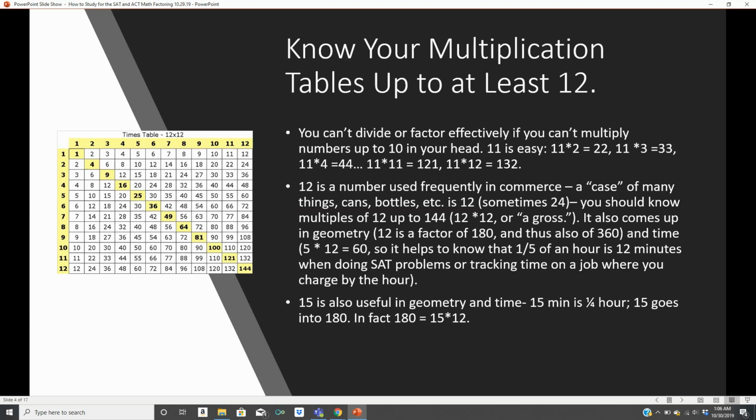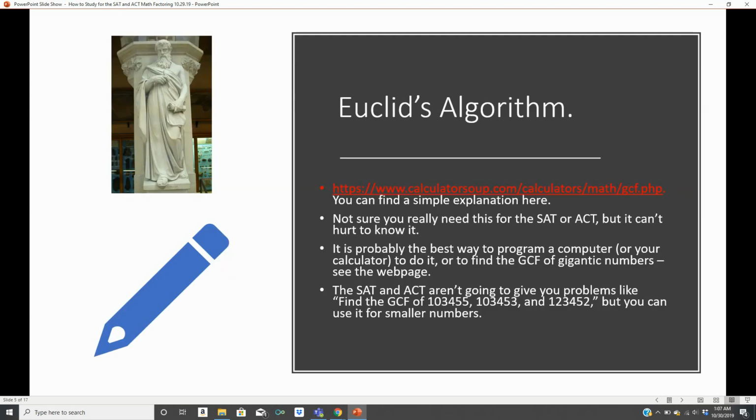15 minutes is a quarter hour. 15 goes into 180, and in fact, 180 is 15 times 12. So for the reasons we just discussed about 12, 15 is also a really good number to know for geometry problems and for factoring things out.